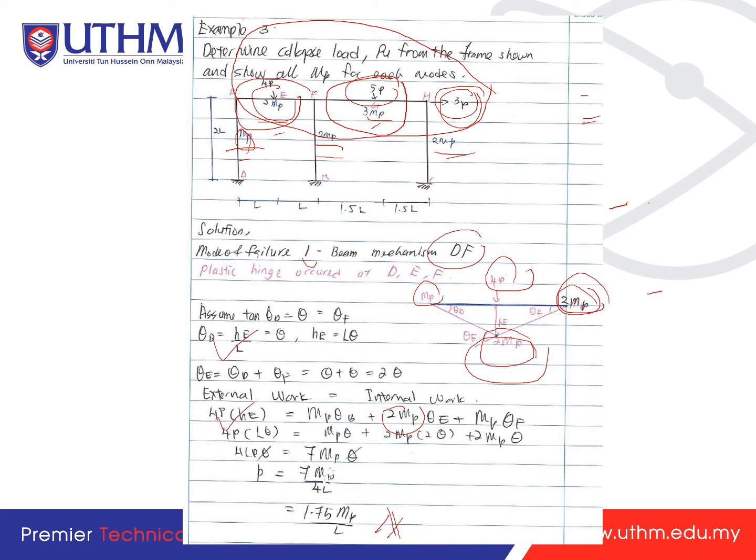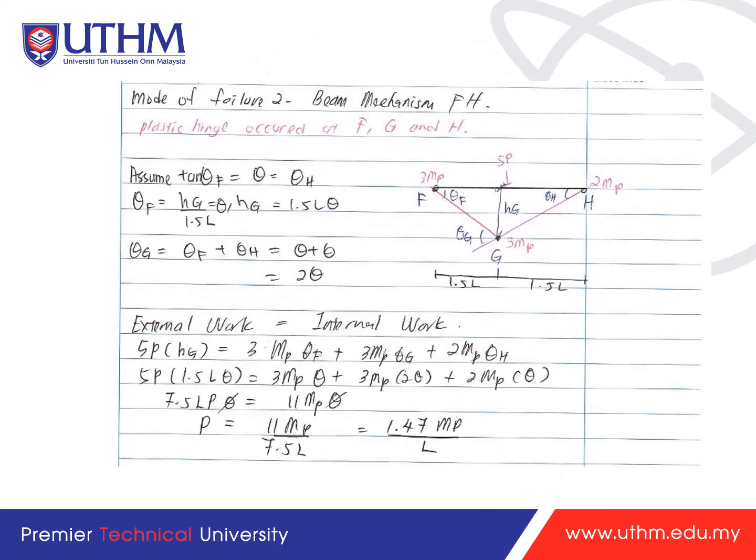Okay, then we will go to mode number 2, which is the beam mechanism of half hash. So now you have a 5P here and then 3 MP at this side, 2 MP at this side and 3 MP at this side.